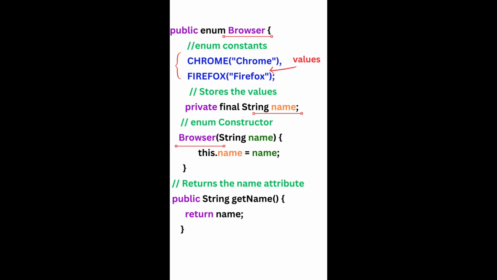Enum class to select a browser. Here we have an enum class called Browser, with two enum constants, Chrome and Firefox, and their corresponding values. Also, we have an instance variable called name, which stores the values corresponding to each enum constant. The enum constructor is responsible for initializing the name attribute of each enum constant. The getName method will return the name attribute when it is called.